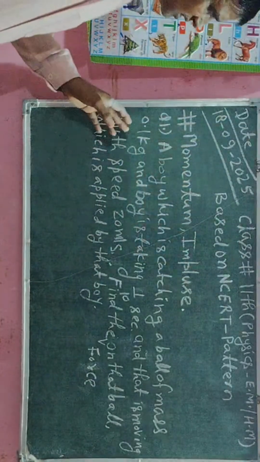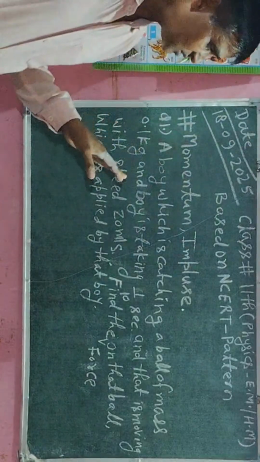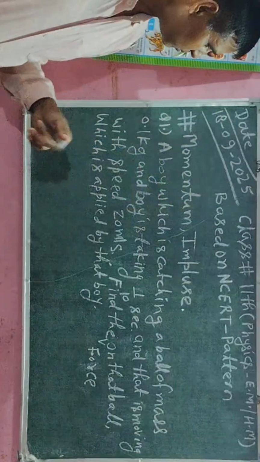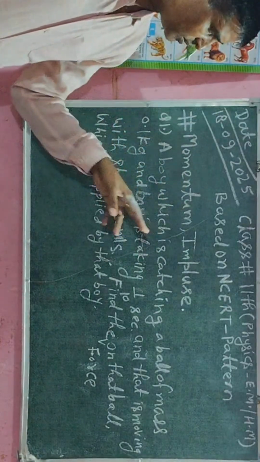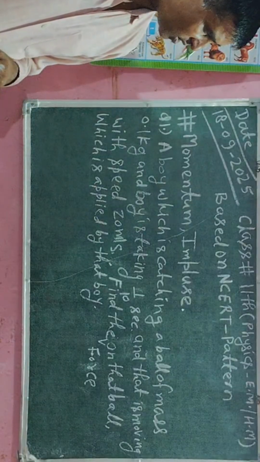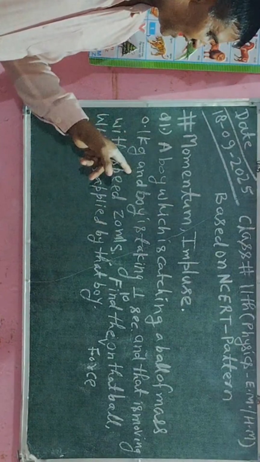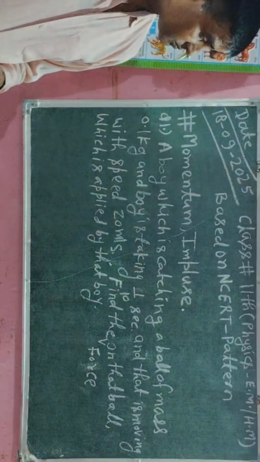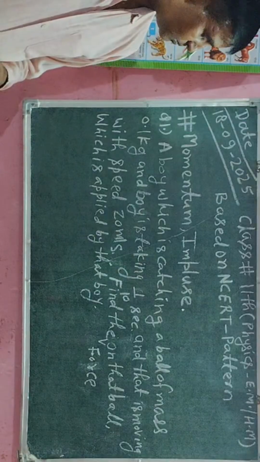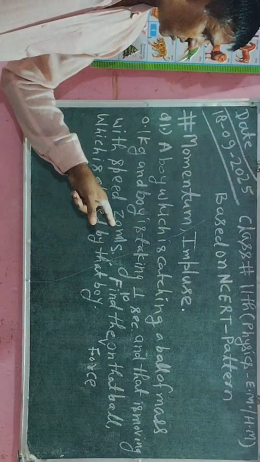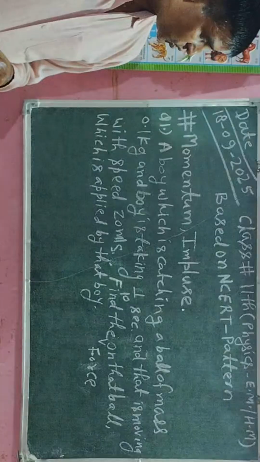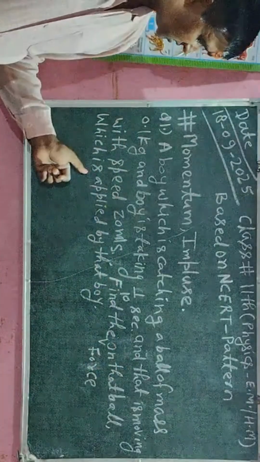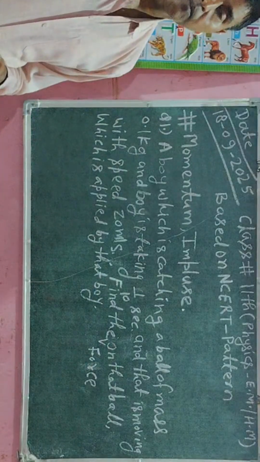So here I have written one question, and in this question I have used the concept of momentum and also the concept of impulse. Now one boy who is catching a ball of mass 0.1 kg is taking time 1/10 second, and that is moving with a speed of 20 meter per second. So find the force on that ball which is applied by the boy.